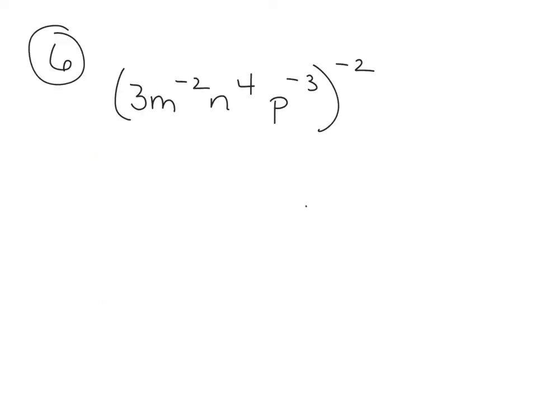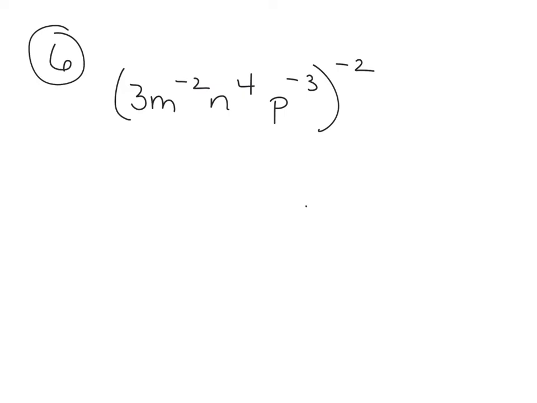All right, so here's number 6. So now, what's the difference between this and all the other problems we've done so far? Well, it's a power to a power, but the power on the outside is a negative exponent. We haven't dealt with that yet. So again, I'm going to walk you through step by step how to do this.